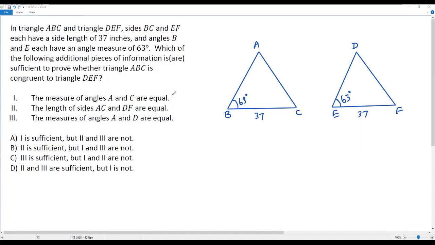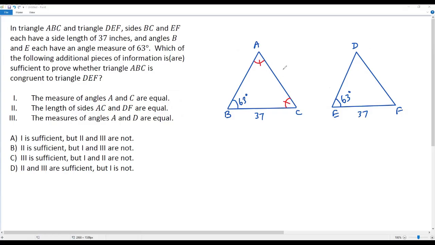Okay, now let's consider the given information and see which one is sufficient to prove the two triangles ABC and DEF are congruent. Let me consider the information in the first statement. That is, the measure of angles A and C are equal. Now let me consider the angle measure at A over here and the angle measure over here at the vertex E. So the first information says that these two angles are equal.